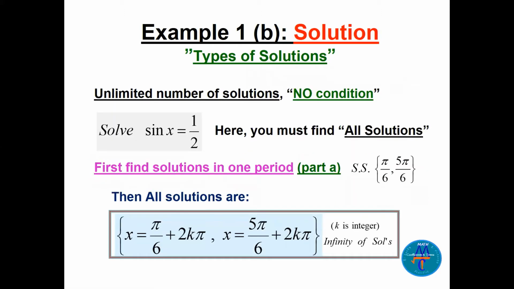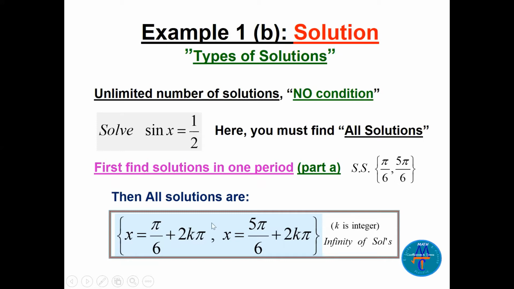Let's see now the second one, where we have no condition, an unlimited number of solutions. So sine of x is equal to half. We need all the solutions here. So first, we find the solutions in one period. We know the period of the sine function is 2 pi. So from 0 to 2 pi, which is part 1 exactly, we find all the values of x, which is pi over 6, 5 pi over 6.